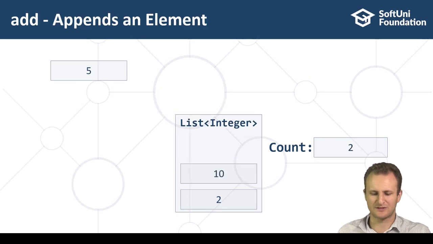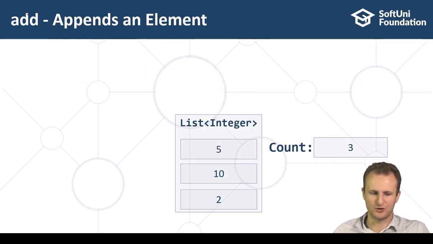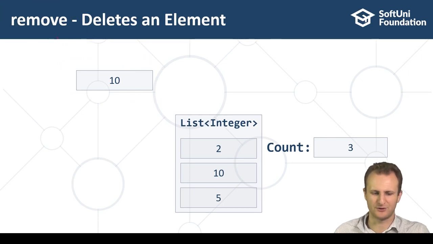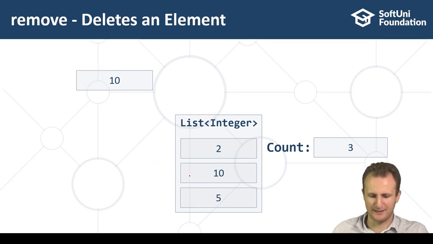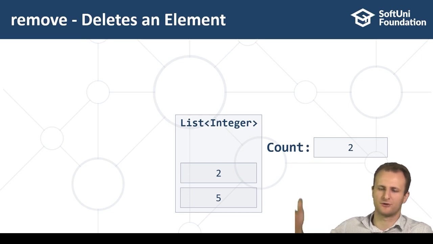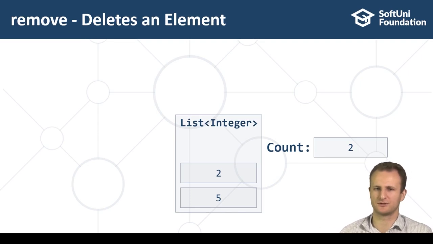So adding an element just increases the size of the list, the dot size of this list of integers, and appends always to the end. If you just say add, it adds to the end of the list. Okay, what does remove do? Well, it searches for an element. If you say remove valueOf 10, it will search for this element, find it here, and then pop it out of the list, which would reduce its size. And all items to the right of the position which you removed will be shifted to that position. So elements to the right will be shifted left.